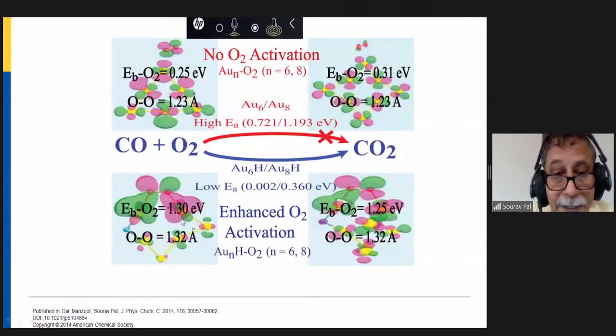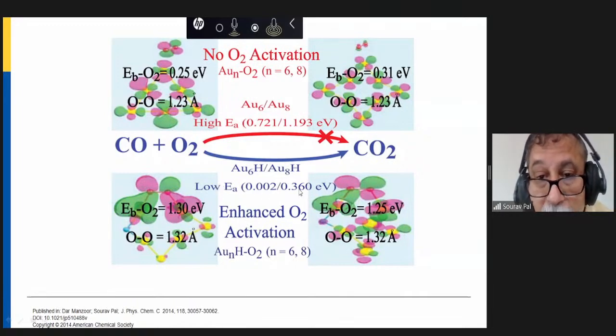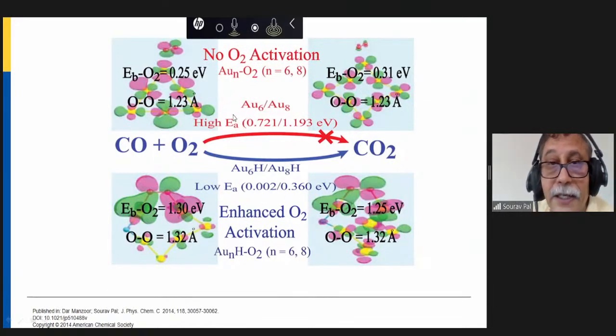So with O2, and more importantly, the bond is getting stretched from 1.23 to 1.32. And at the same time, the barriers are almost reduced to nil. You can see 0.721 eV has almost become barrierless. 1.193 eV is also reduced to 0.360. So of course, from here, you can also infer that Au6 is better than Au8.